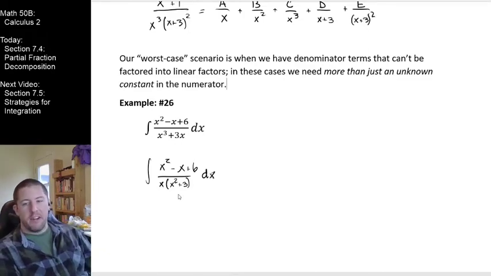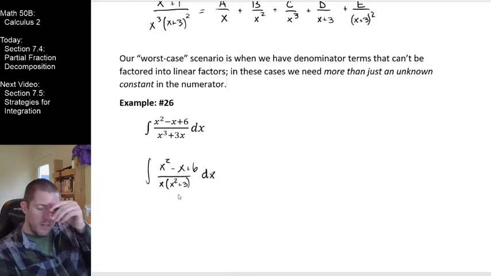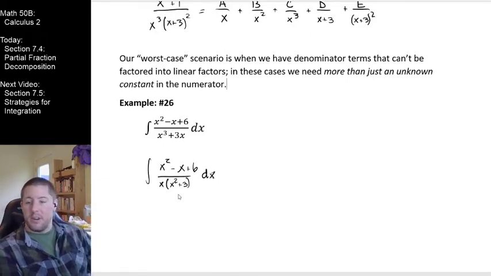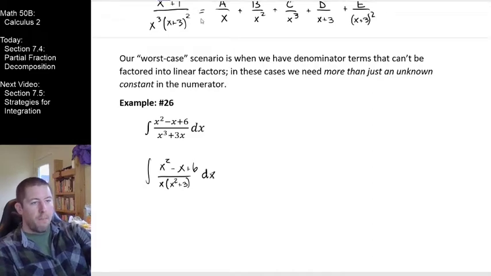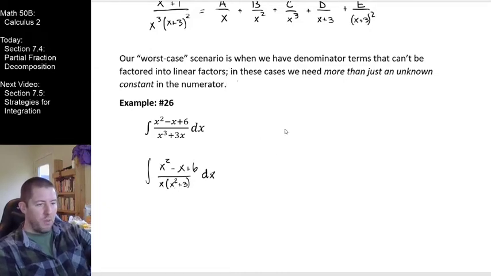I have no way of factoring this without introducing imaginary numbers, and I don't think imaginary numbers should end up in our answer if we have a real valued initial problem. So it doesn't seem like there's any reasonable factoring for me to do in this case. What we want to do is still do our partial fraction decomposition, but we're going to say we need a little bit more than just a constant in the numerator whenever we have a nonlinear denominator term. So here's what we're going to do. We have x squared minus x plus 6. This is the thing that we want to decompose.